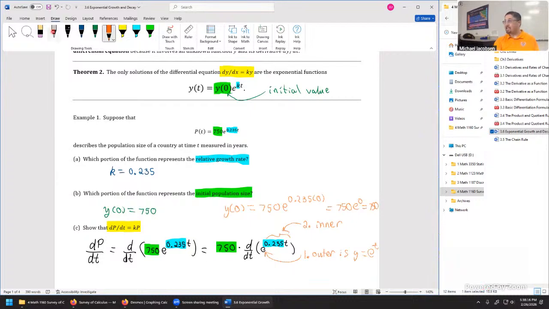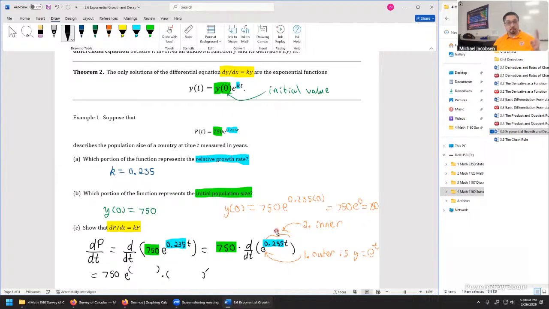So if we differentiate that, here's what we're going to get on the next line. This equals 750. Differentiate the base e exponential. There it is, that derivative is done. Now, we need to differentiate the inner function. It's just a linear function, 0.0235t.